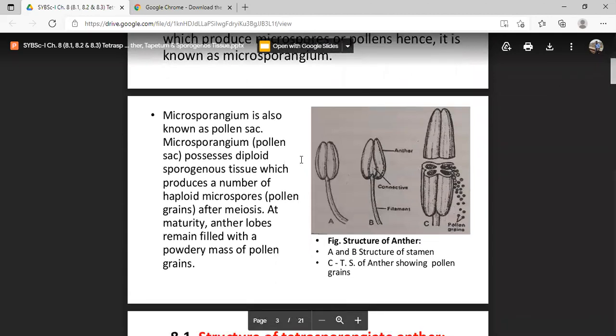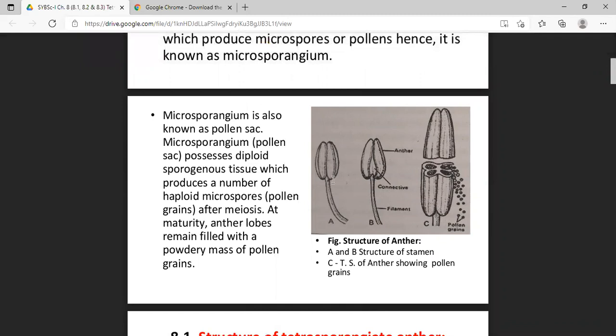So we see in this figure here, A is the detailed structure of the stamen. This is the sterile part and this is the fertile part. The sterile part is called the filament, which is the attachment portion to the flower and to the anther.